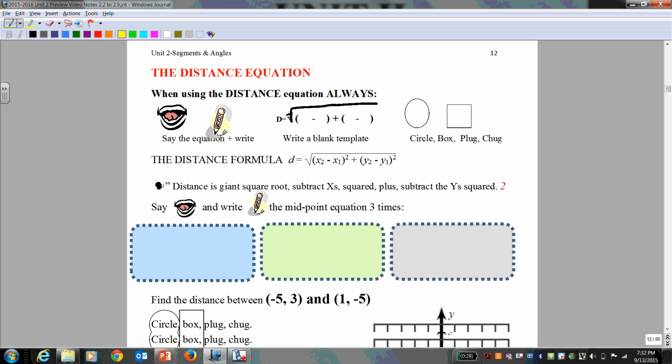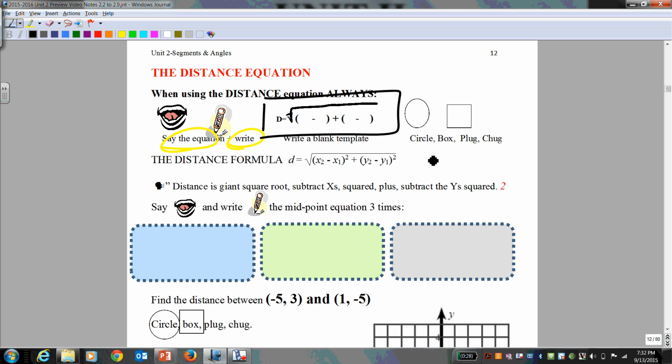So the distance equation. When using the distance equation, you say it, you write it. Then you make a blank template, which looks like this. Then you circle, box, plug, chug. Here's the original distance equation. I'd like you to say this out loud. Distance is giant square root. Subtract the x's squared plus subtract the y's squared.